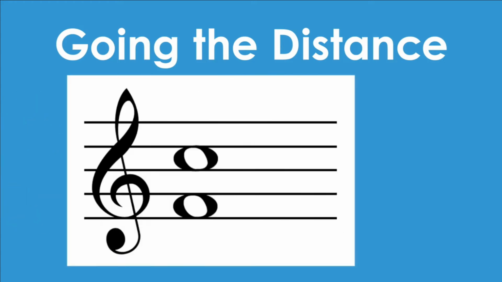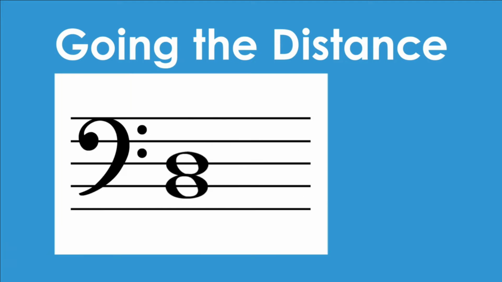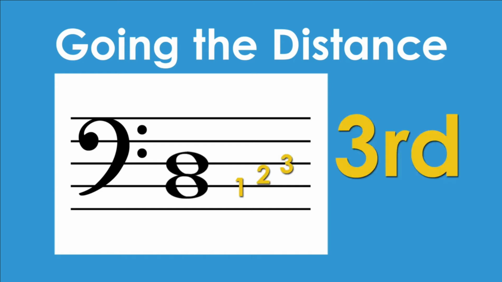For example, if we have this F and C on the treble clef, we will count the F space as 1, the G line is 2, the A space is 3, the B line is 4, and the C space is 5. So the distance these two notes are from each other is a fifth. Let's do another example in bass clef this time. If we have this B and D, we will count the B line as 1, the C space is 2, and the D line is 3. So the distance these two notes are from each other is a third.